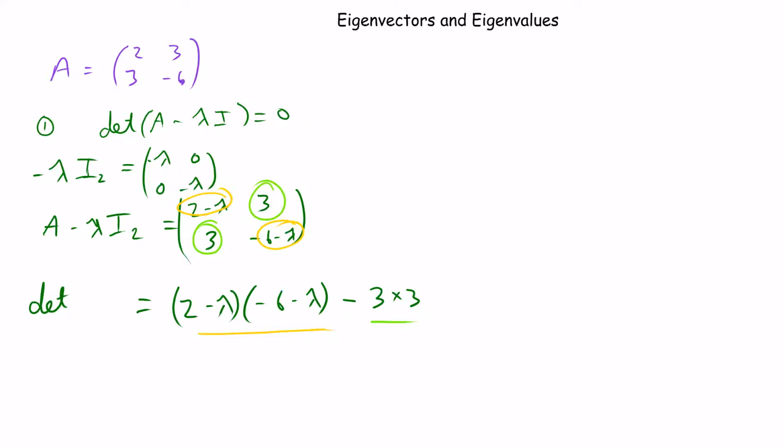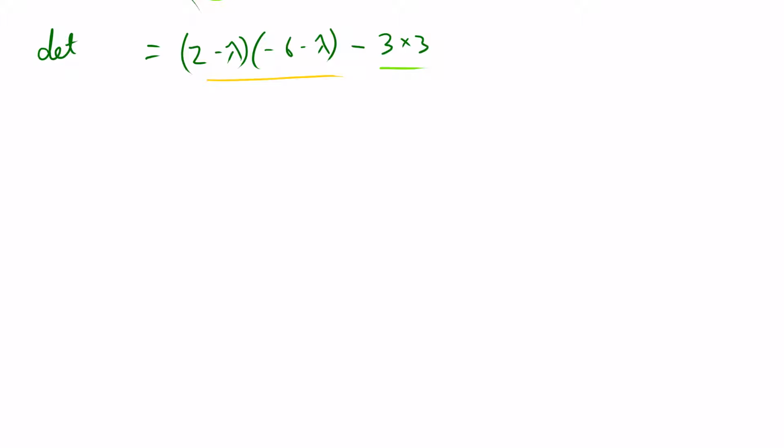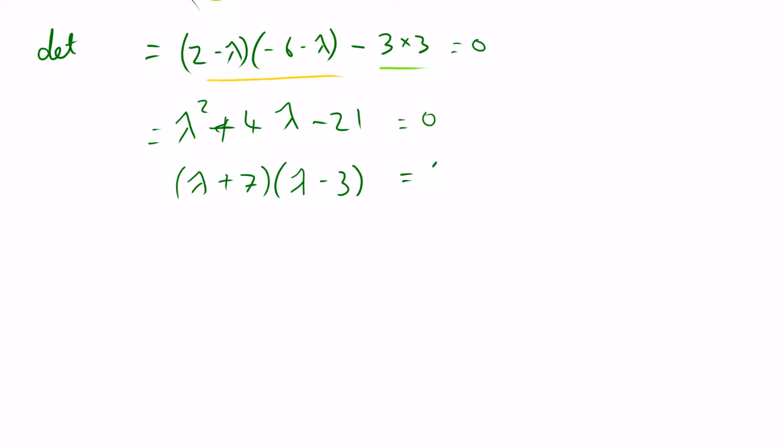And that is our determinant. So from here, we want to multiply out this bracket, and that gives us lambda squared plus 4 lambda minus 21, and we want to solve for the determinant equal to 0. So if we solve this for lambda, being a quadratic, it's easy enough to solve this particular example using factorising. So we can have lambda plus 7, lambda minus 3. So therefore lambda equals 3 and minus 7.